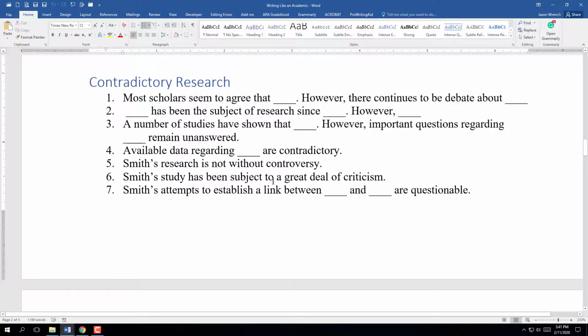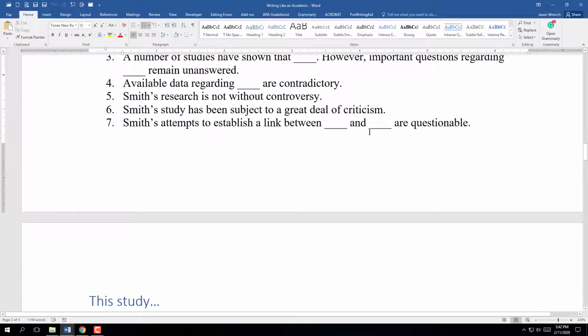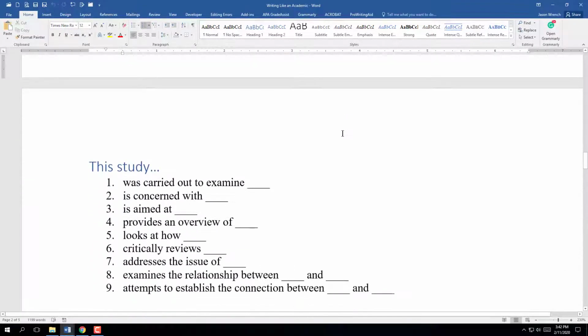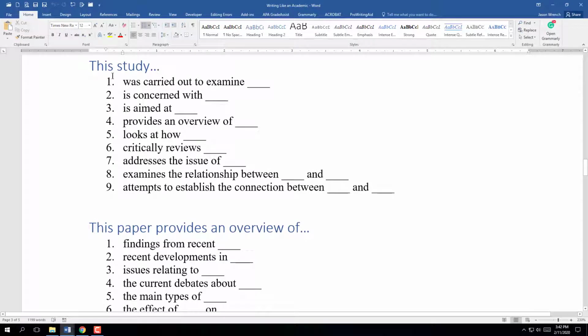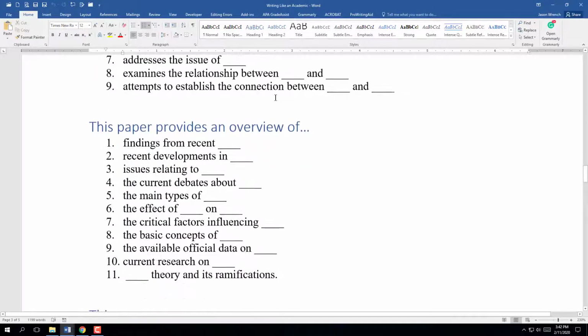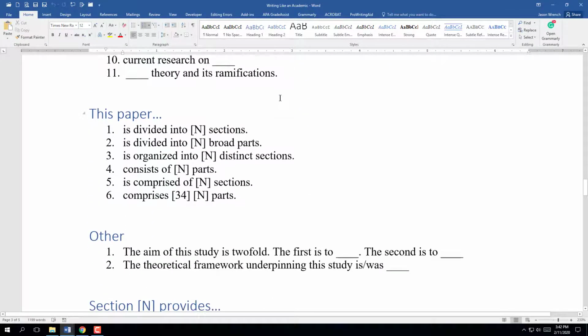If there's contradictory research, which often happens, here's an example. "Most scholars seem to agree that blank, however, there continues to be a debate about blank," or "blank has been the subject of research since blank, however, blank." So again, this is kind of showing you how within these different sections or these sub-themes of your literature, we write about this stuff. Again, you can still go through this whole document. I'm not going to read it for you.